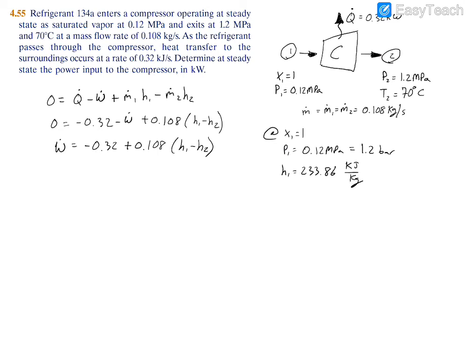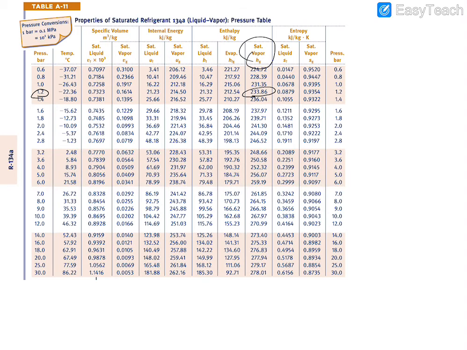Now we can very similarly apply this at the exit. So we have at the exit T2 equals 70 degrees Celsius, and P2 is equal to 1.2 megapascals, or in other words, you times 10 to get bar, so 12 bar. So we go to 12 bar and 70 degrees Celsius. At 12 bar, we have a 46 degree saturation temperature. We're way above that at 70, so we have to go to the superheated table for R134A.